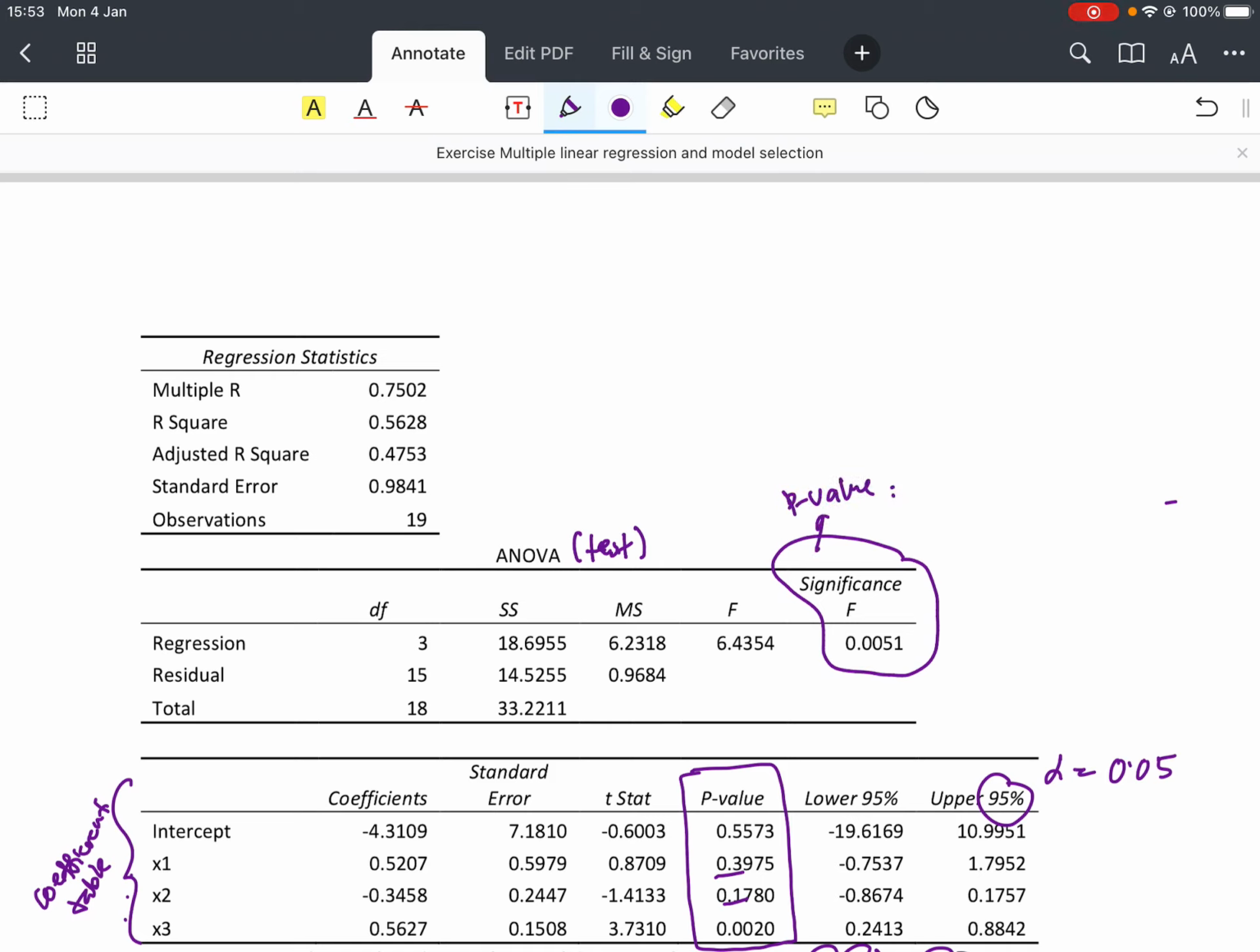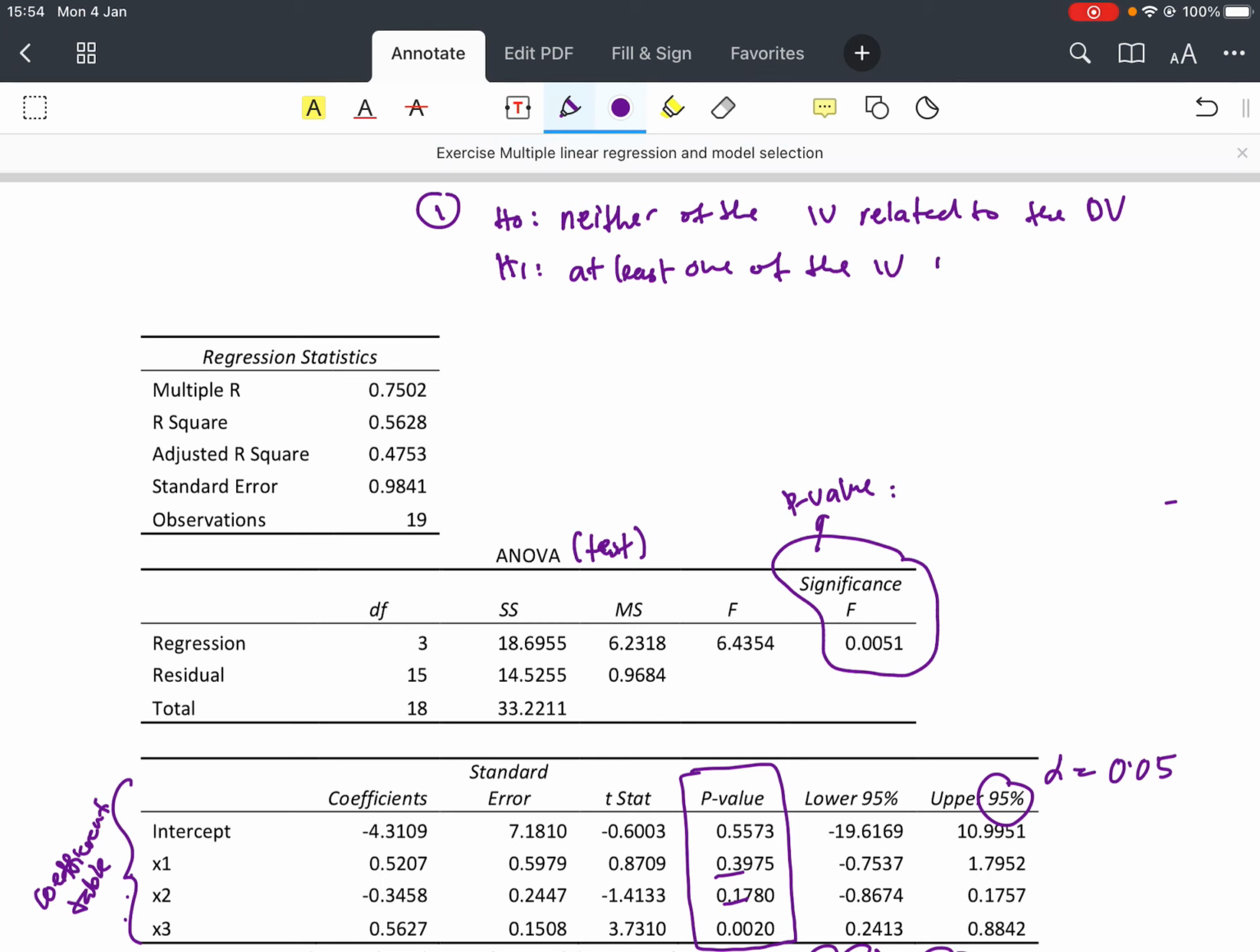So you want to test, you have your H null. H null: neither of the independent variables is related to the dependent variable. H1: at least one of the independent variables is related to the dependent variable. So step number 2 is the p-value. Use the p-value because the question asks you to use the p-value.